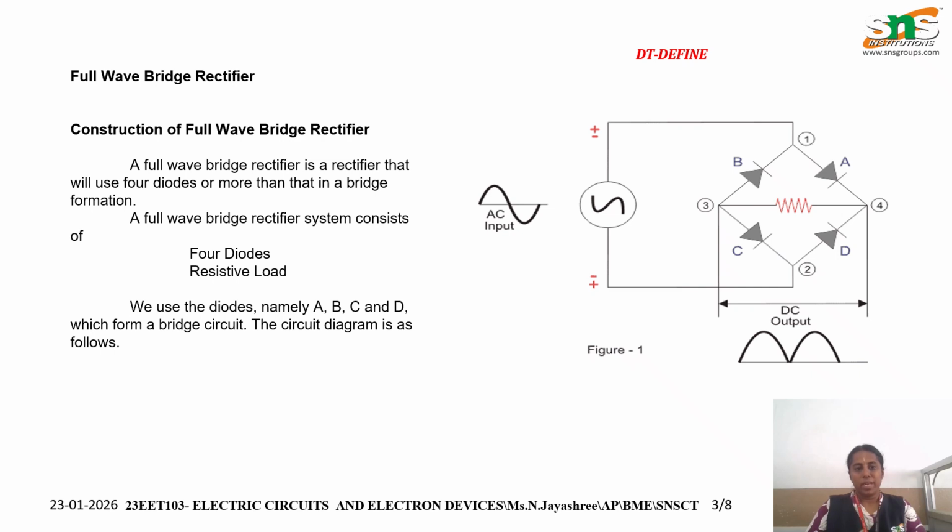The full wave bridge rectifier uses four diodes in a bridge formation. The system consists of four diodes, namely A, B, C, D, and a resistive load. These A, B, C, D diodes form the construction of this bridge rectifier. The output is, as usual, a sine wave.